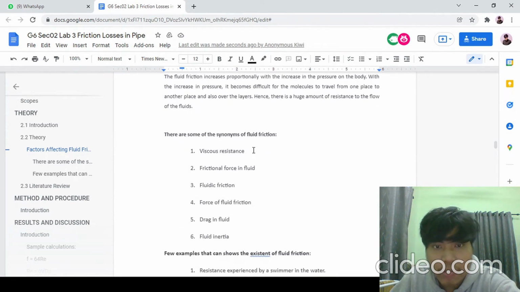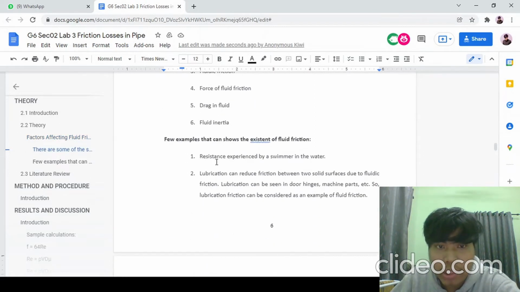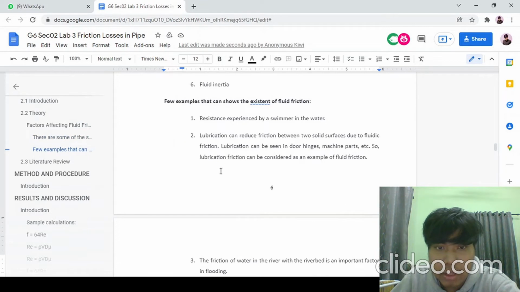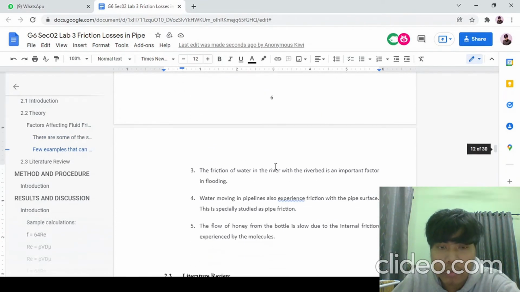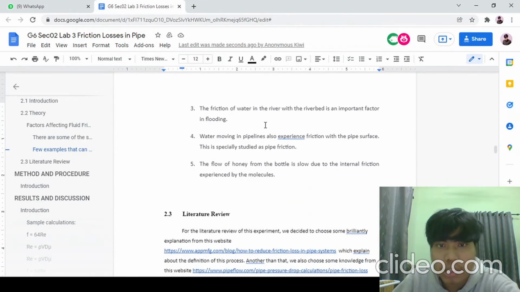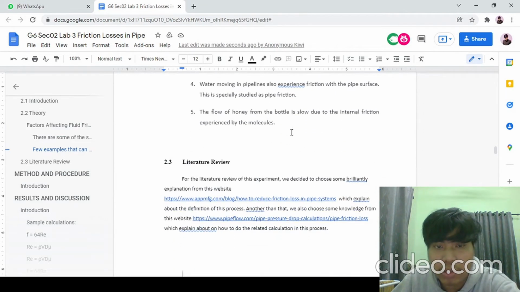There are some synonyms for fluid friction, which are viscous resistance, friction force in fluid, force of fluid friction, drag in fluid, and fluid inertia. A few examples that show resistance of fluid are the resistance experienced by a swimmer in the water, and also lubricant can relieve friction between two solid surfaces due to fluid friction. Lubrication can be seen in door hinges and machine parts. Other examples are friction in the water in a river, water moving in pipelines, and the flow of honey from a bottle.